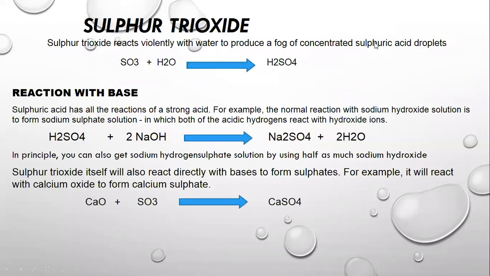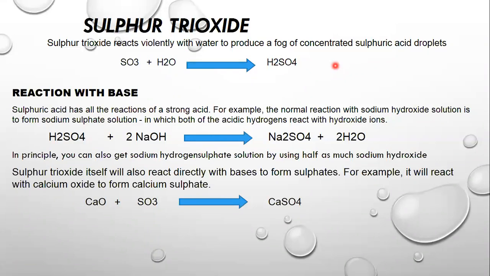Next is sulfur trioxide, that is SO3. SO3 reacts violently with water to produce H2SO4, that is sulfuric acid. This reaction is so highly exothermic that the sulfuric acid produced is converted into fog droplets. It is converted into a fog of concentrated sulfuric acid droplets. This reaction is highly exothermic.